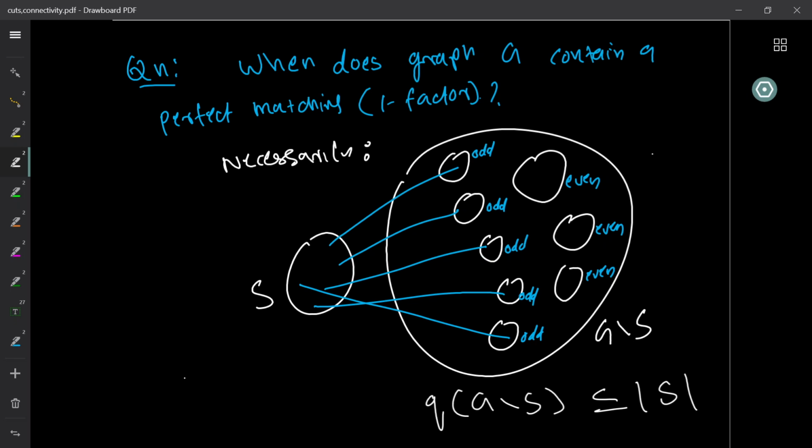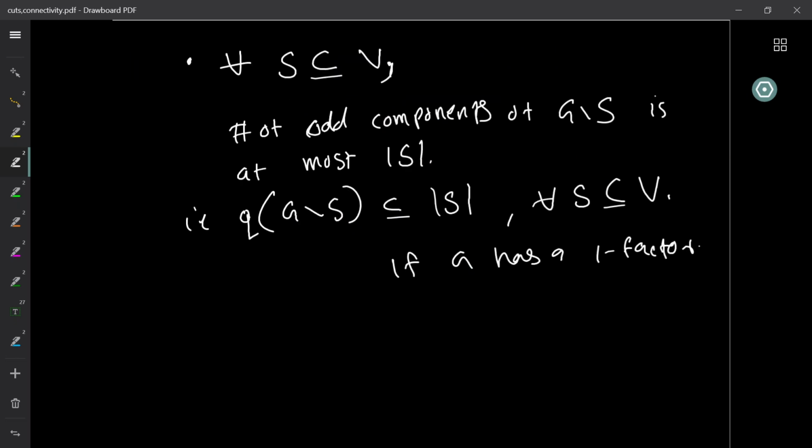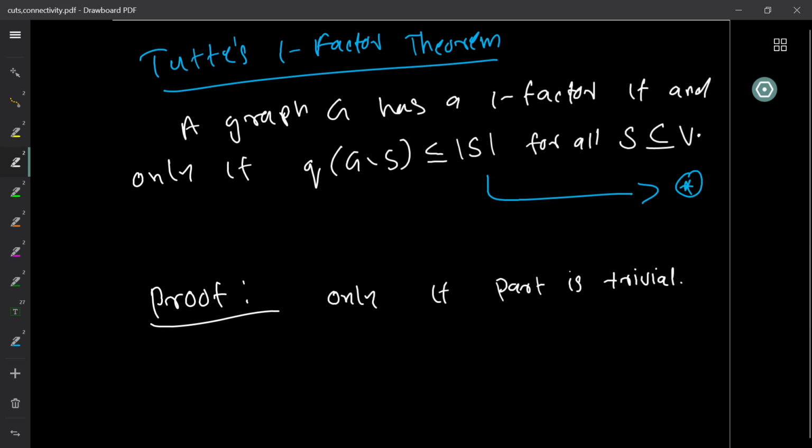Now the question is, is this condition also sufficient? And it was proved by William Tutte that indeed this necessary condition is also sufficient, which is quite surprising. That is called Tutte's one-factor theorem. Tutte's one-factor theorem says that a graph G has a one-factor or perfect matching if and only if the number of odd components in G minus S is less than or equal to the cardinality of S for every subset S of the vertex set. Let us denote this condition by star, this inequality for every subset.